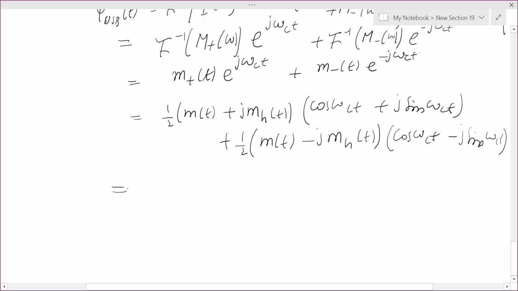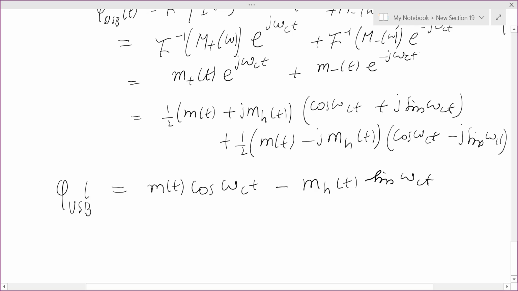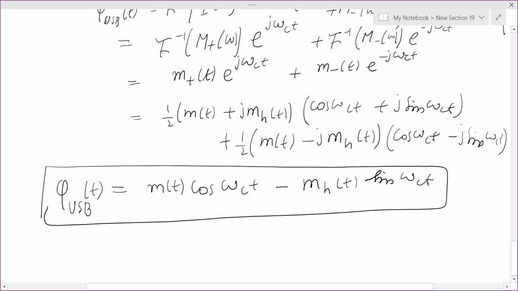After simplifying, several terms will get cancelled out. You will get m of t cos omega ct minus mh of t sine omega ct. This is the time domain representation of single sideband modulation signal when we only transmit upper sidebands. Okay, same way you can do for lower sidebands.